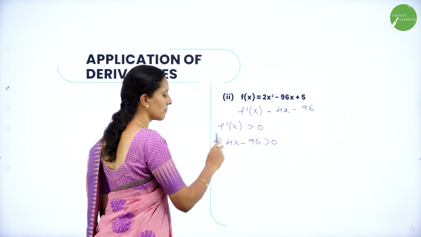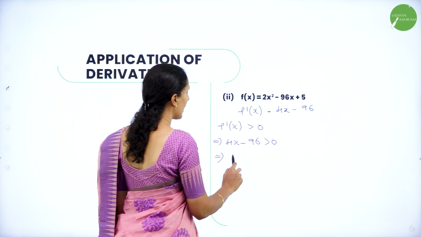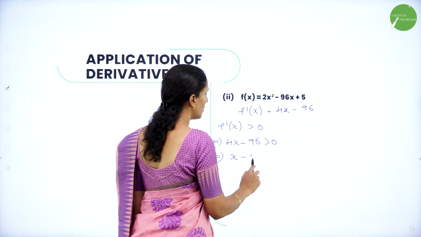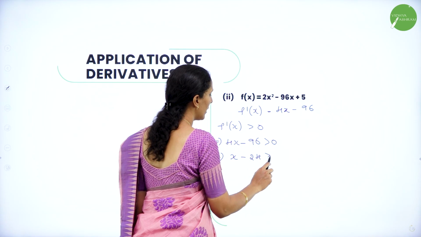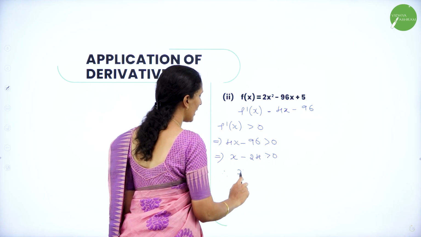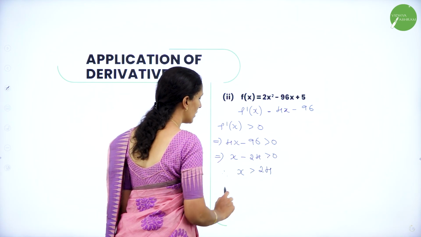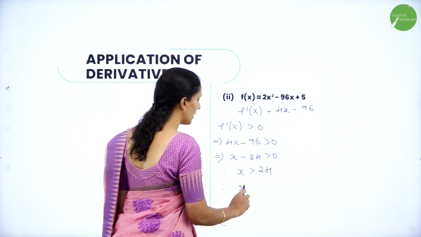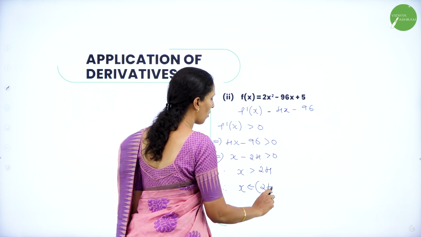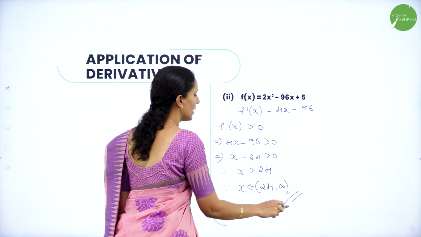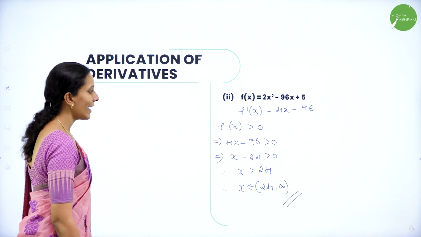If you divide this by 4, we get x minus 24 greater than 0. So therefore, x is greater than 24. Therefore, the interval is 24, infinity. So this is the interval where the given function is increasing.